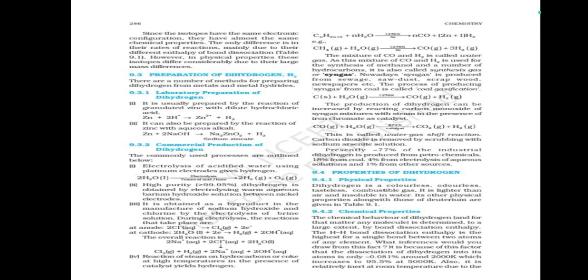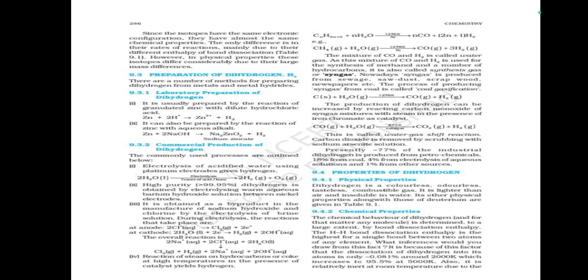It can also be prepared by the reaction of zinc with aqueous alkali. Zn + 2NaOH gives Na2ZnO2 + H2, where Na2ZnO2 is sodium zincate. Commercial production of dihydrogen: the most commonly used processes are outlined below.